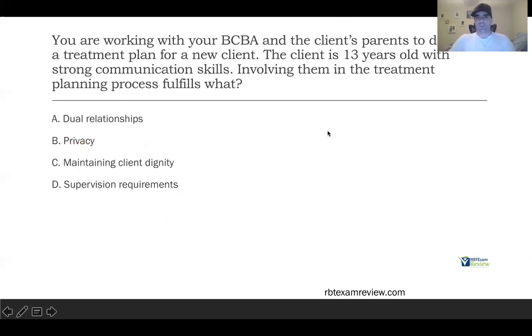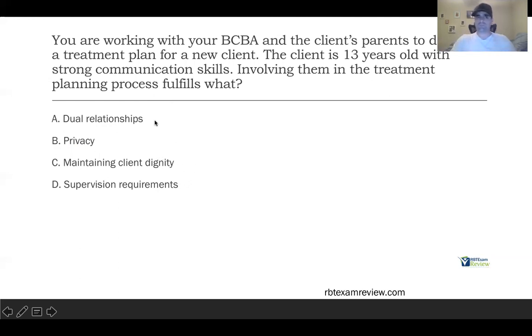You are working with your BCBA and the client's parents to develop a treatment plan for a new client. The client is 13 years old with strong communication skills. Involving them in the treatment planning process fulfills what? All right. So, high functioning client, good communication skills, working on new treatment, thinking about reinforcers, programs, all that. Involving the client, what are you doing? Is that a dual relationship? Privacy, maintaining client dignity, supervision requirements.